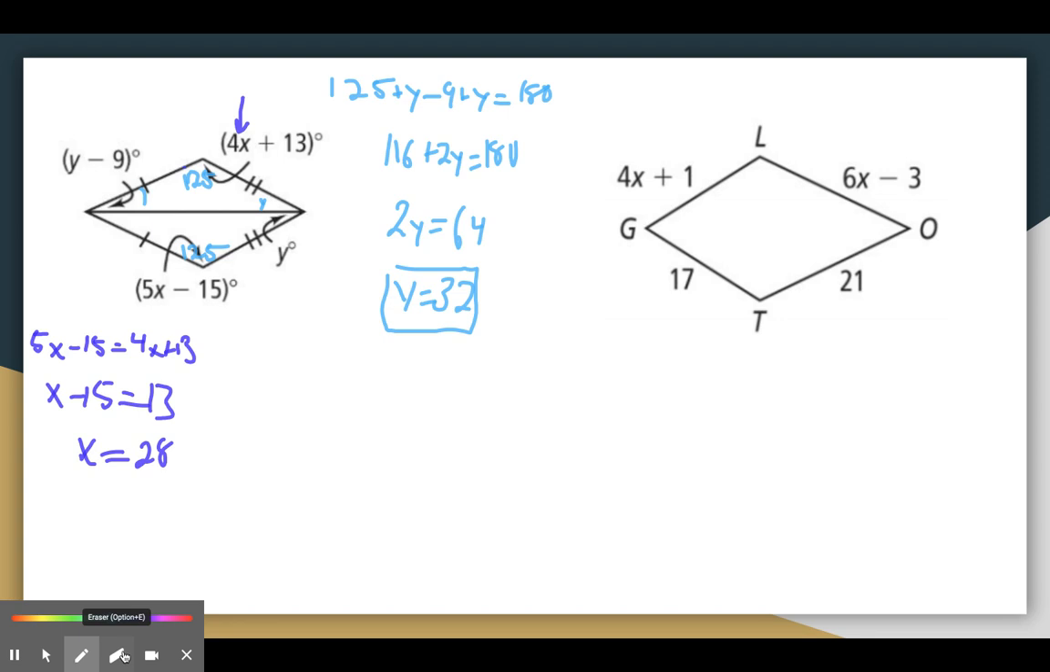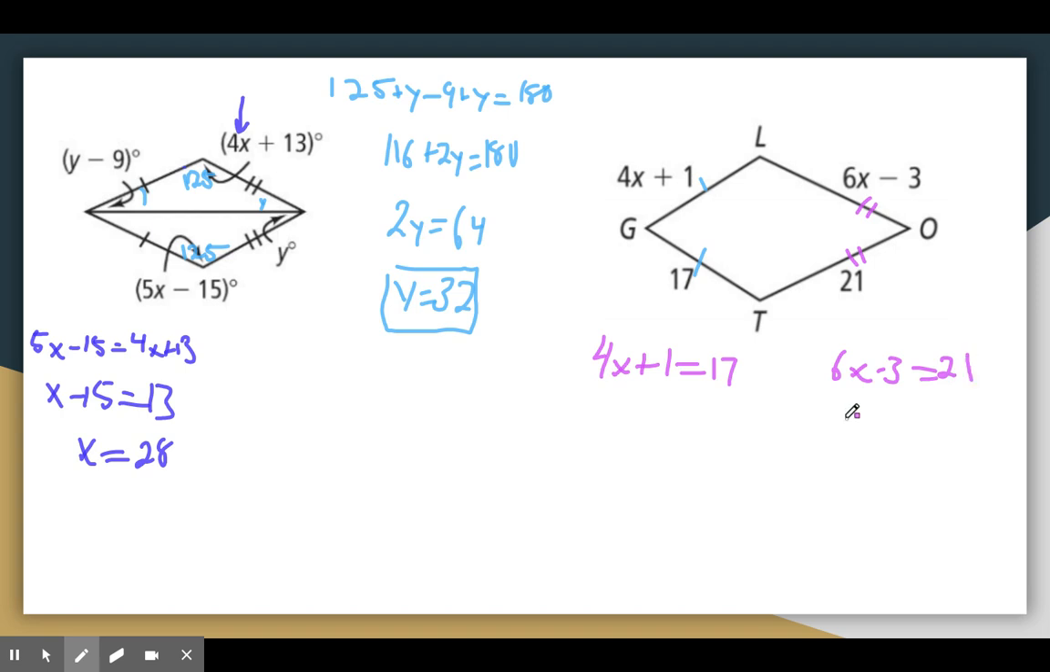And then we take a look here. This is a kite. We know that that line is congruent to that line. We know that this line is congruent to this line. So even though these x's are not congruent to each other, they are congruent here, and x has to be equal to the same thing. So we could set this up 2 ways: 4x plus 1 is equal to 17, or 6x minus 3 is equal to 21. You should get the same answer.